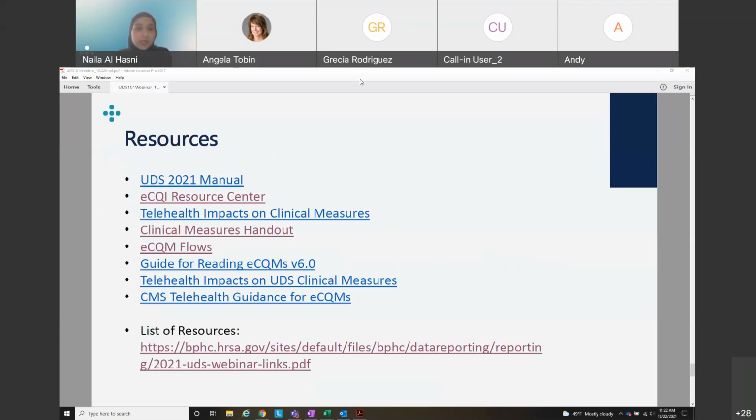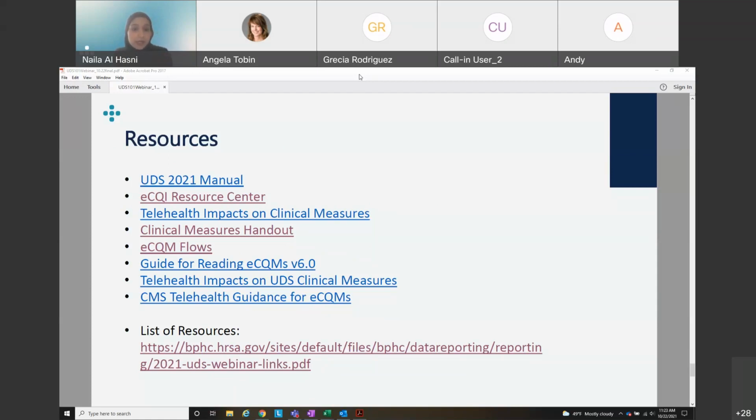We've included here the ECQI Resource Center for all the ECQMs. And then we have linked the telehealth impacts on clinical measures resource. There's a clinical measures handout that goes through all the clinical measures, including all the numerator and denominators and the major changes in that handout. And then the ECQM flows has the zip file of all the workflows for each indicator, which I know was gone over in the last webinar as well.